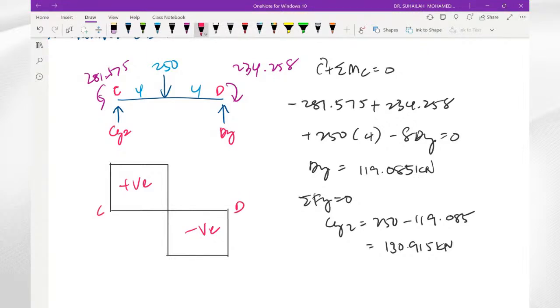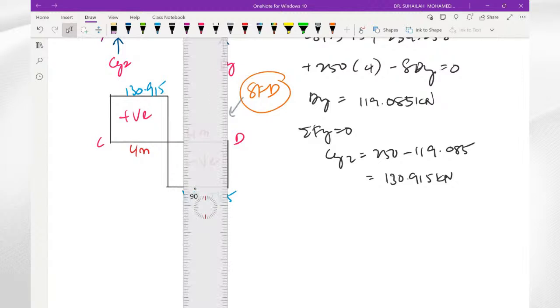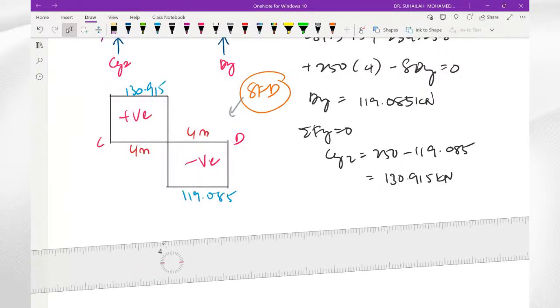This is C and D, and this is 4 meter. The values are 130.915 and 119.085. So this is the shear force diagram. And for the bending moment diagram, again, the bending moment is the area of the shear force diagram. So it's quite simple compared to UDL.